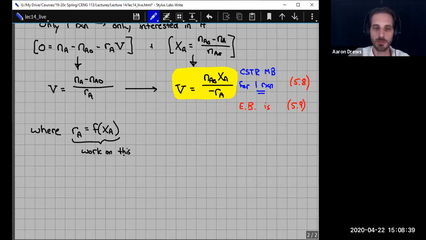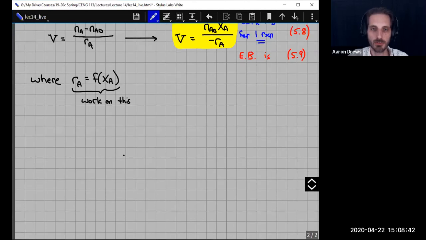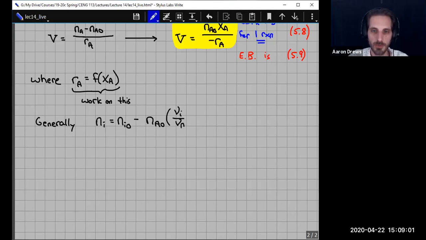Right, because we're going to need some more general expressions than we've seen before for R sub A. Generally, what we start with is that the moles of I are equal to however much I was coming in minus the moles of A times the stoichiometric coefficient of I divided by the stoichiometric coefficient of A times X sub A. That may not look terribly familiar just because we haven't used it in a couple of weeks, but this was equation 2.37. And we often use it when we were writing up our table of wonder.